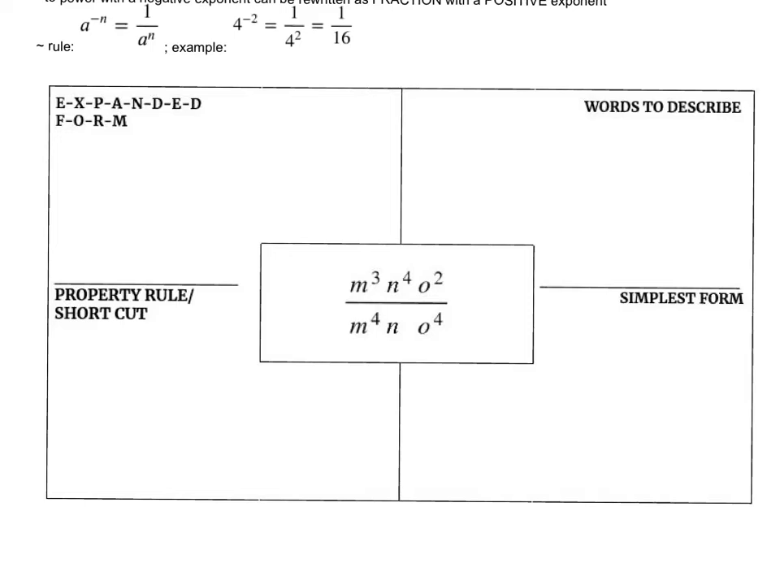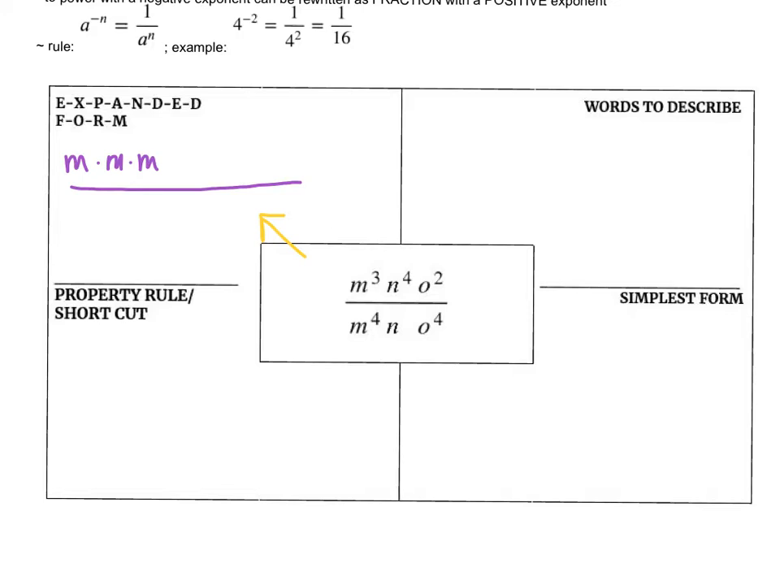So the problem we're going to work on today is in the middle, and we're going to solve it and discuss it. So I would like to start with the expanded form. So I'd like to take all of our variables and expand them and see what it looks like. So when we do our expanded form, we're going to need a giant fraction bar, and we're going to go m to the third power. So that means m times m times m, so I'm expanding that, and then n to the fourth power.